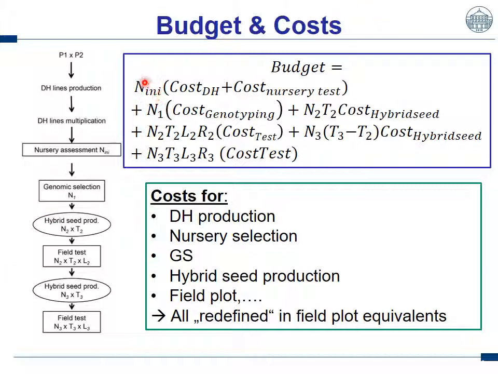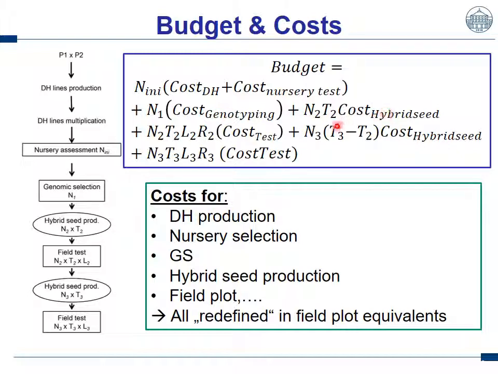That means there are costs. N-ini is the initial number of DH lines which are produced, and costs arise for producing the DH lines. And we have this N-ini in the nursery. That means also for testing them in the nursery, where we have also a seed multiplication in parallel. The number of initial lines is multiplied by the DH production costs for each line, multiplied by the test costs in the nursery for each line. Then we make a selection and we get the number N1 of better lines, which go into genomic selection. Thus they are multiplied by the costs for genotyping a single line. For sure, when you don't make genomic selection, you put a 0 here and then no costs will arise.